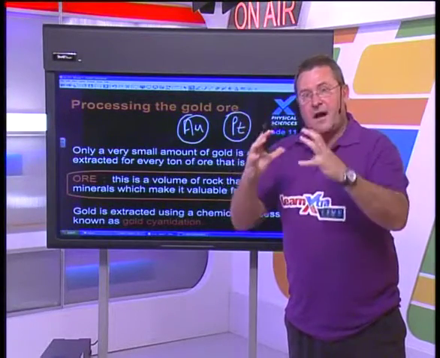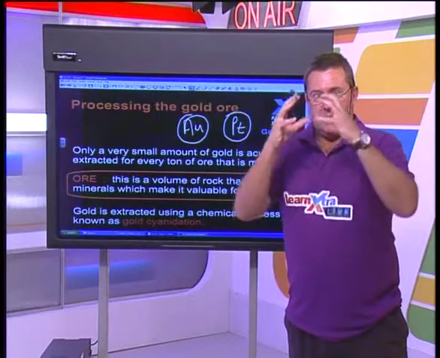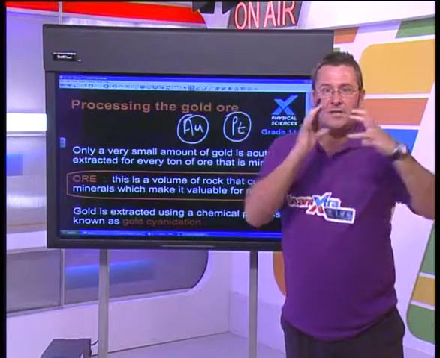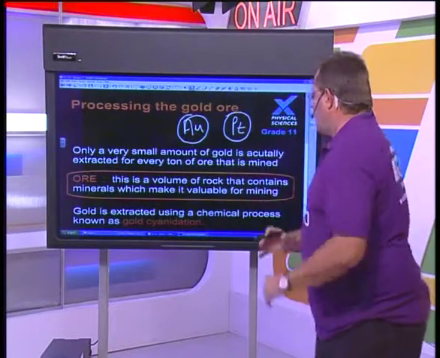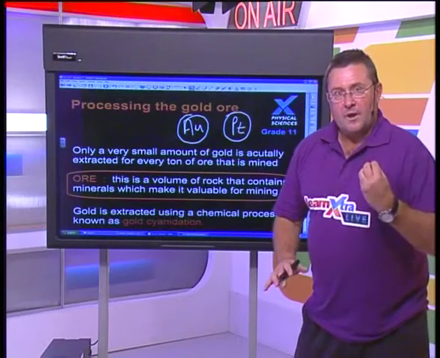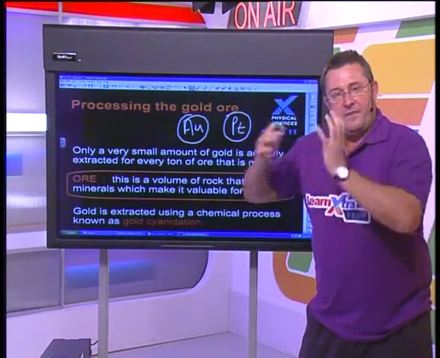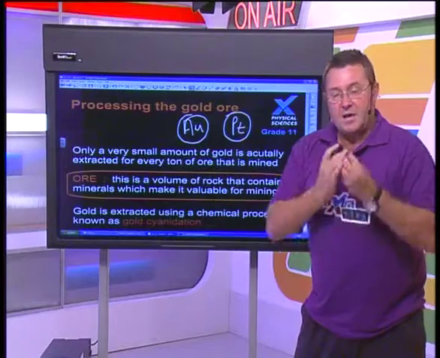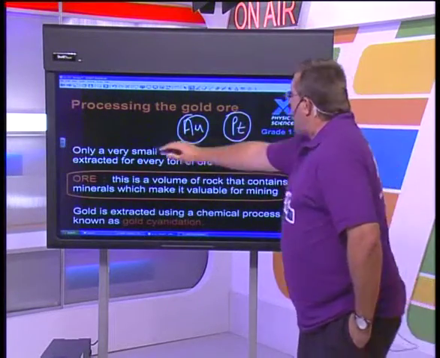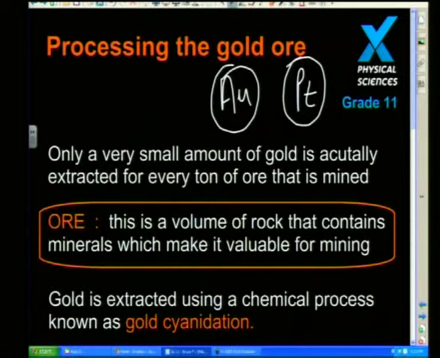Inside are going to be the trapped minerals. Is it going to be gold? Is it going to be iron? Is it going to be copper? Etcetera. So we're going to talk about now gold ore. We mine it as gold ore, and then we're going to process it to extract the pure gold. Now, the important thing is that only a very small amount of gold is actually extracted for every ton of gold ore that is mined.